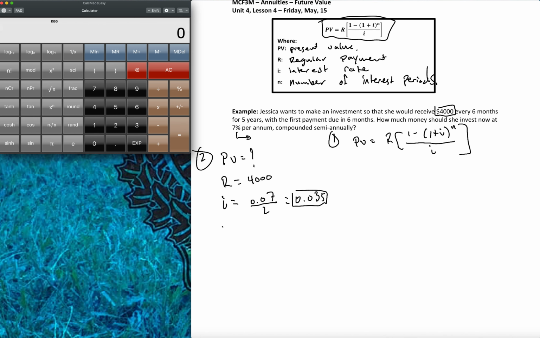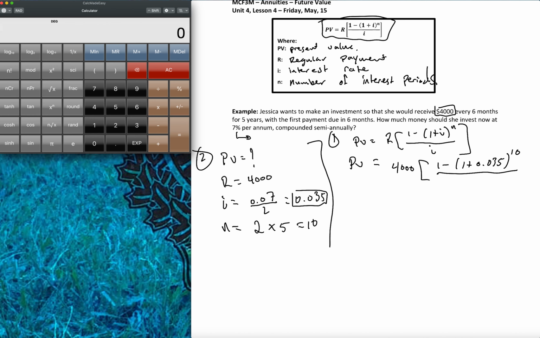Then you need to figure out how many compounding periods. Every 6 months for 5 years means she's going to receive it twice per year, times the 5 years that she wants to receive it. So 10 is going to be n. Now we can go to our equation and figure out what the PV, the present value, is, what Jessica needs to invest right now. It's going to be 4,000 multiplied by 1 minus 1 plus 0.035 to the power of 10, divided by 0.035.